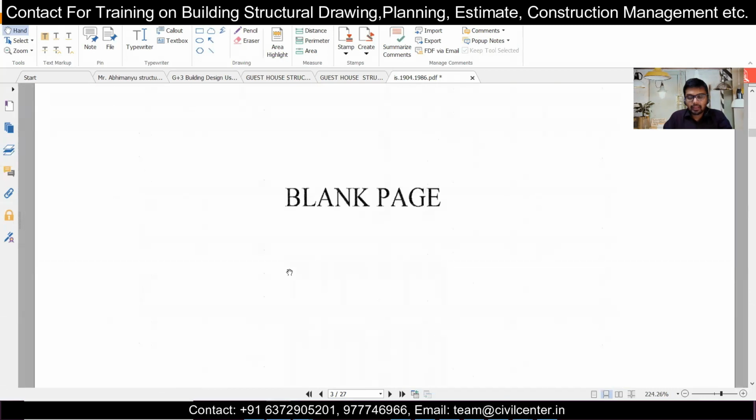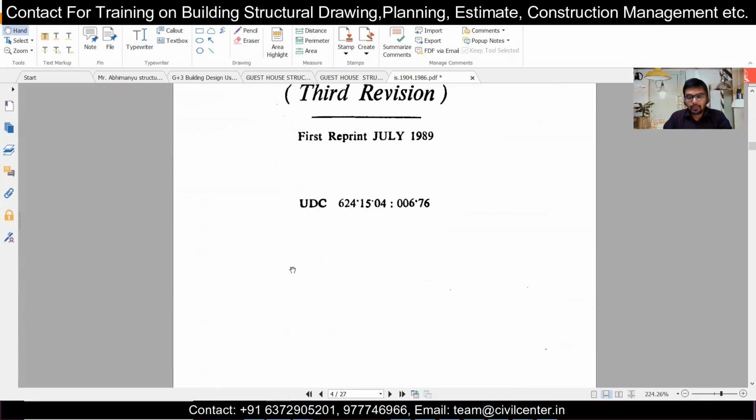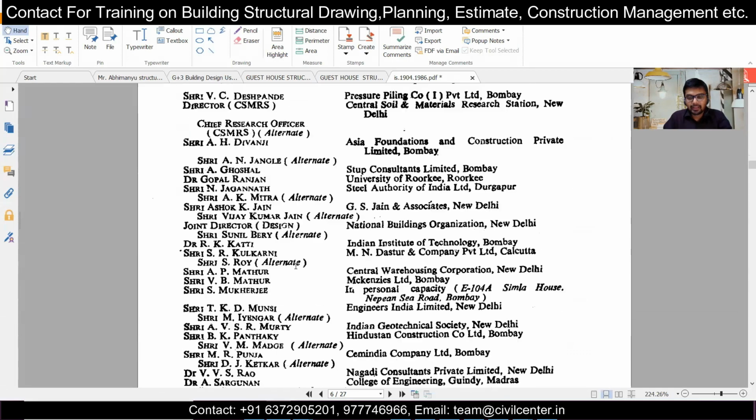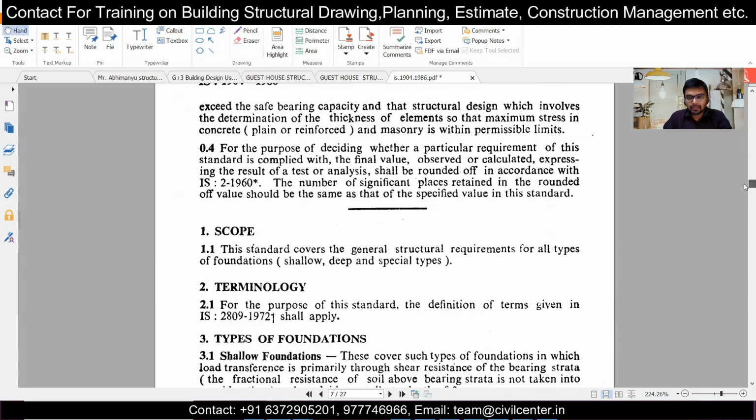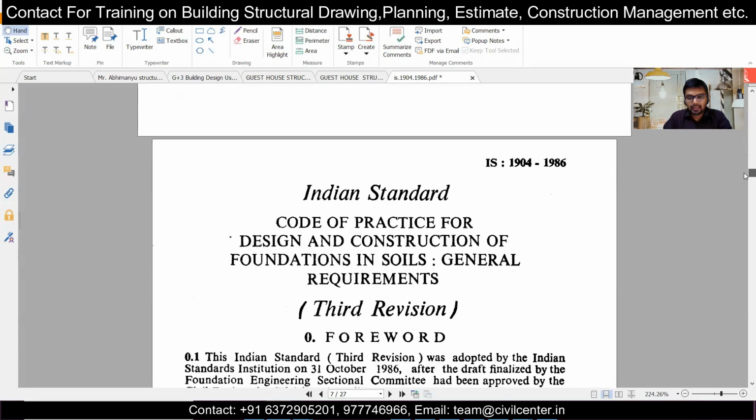Now, when you are giving any theory, it's important to back it up with the help of your code. That gives us confidence, and if someone challenges us, we can defend it with the help of our IS code. So that's how important our IS code is. The name of this code is Indian Standard Code of Practice for Design and Construction of Foundations in Soils.